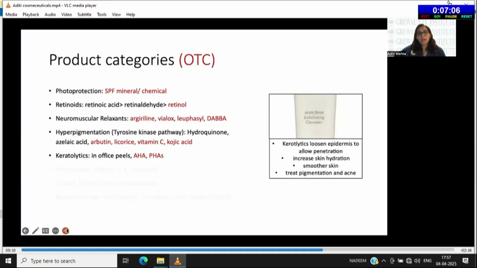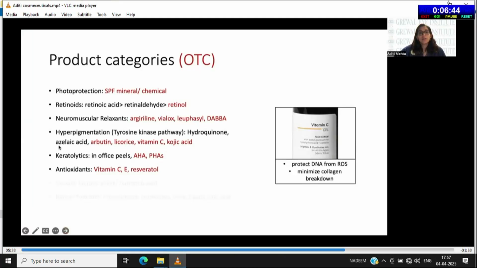Keratolytics, which are the alpha and the polyhydroxy acids, basically increase the skin turnover by removing the epidermis and allowing the dermis to shine through. The new layer of skin, which comes after the application of these, is supposed to be uniform and appear more glowing, and the texture seems smoother. The other advantage of keratolytics is that it improves the absorption of the other product categories by removing the top layer of the skin. Then we have the antioxidants, vitamin C, E, resveratrol, which are available in topical formulations.